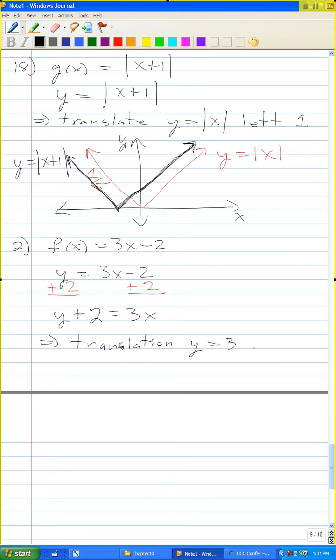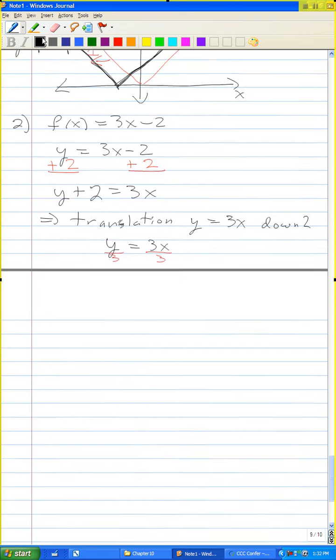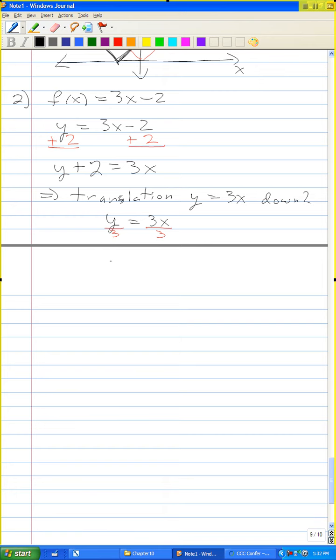y equaling 3x. And this is going to be in the y direction. I'm adding 2 to the y direction, so I'm going to be going in the negative y direction, which is down 2. Next, let me divide both sides of my equation by 3. And so this is just y over 3 equals x. Aha. So let's stretch.